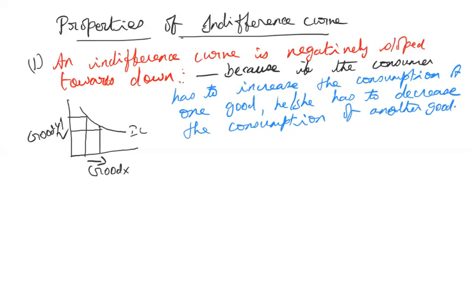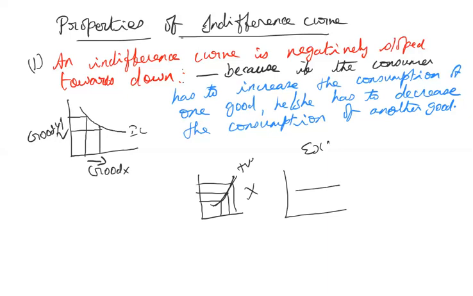See, for example, if it is going upwards, this is positively sloped, and sloping downwards is negatively sloped. So now if it is positively sloped, what is happening? Both are increasing. So this is against the principle of indifference curve. And it cannot be a horizontal straight line, it cannot be a vertical straight line. These are all ruled out.